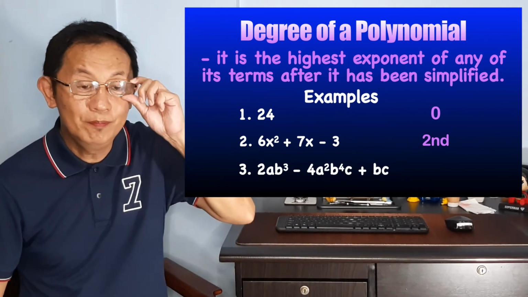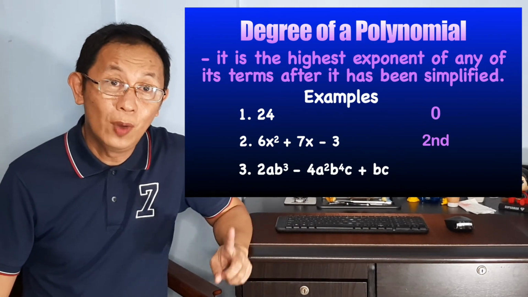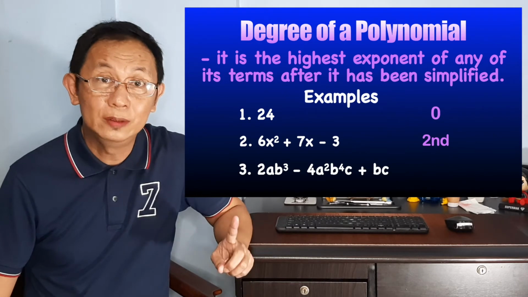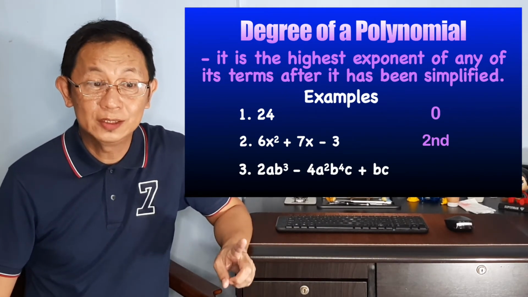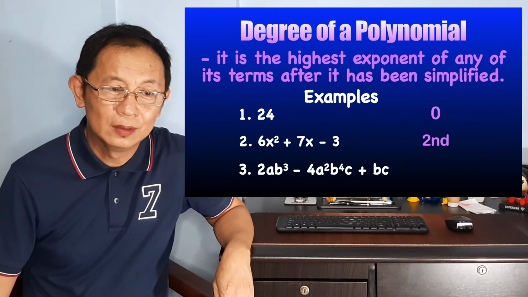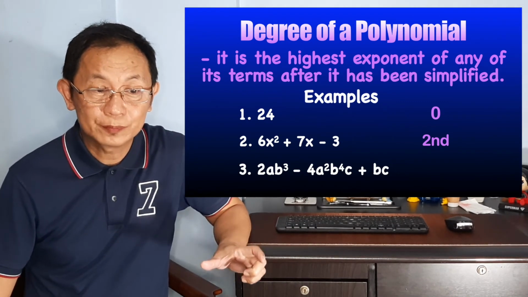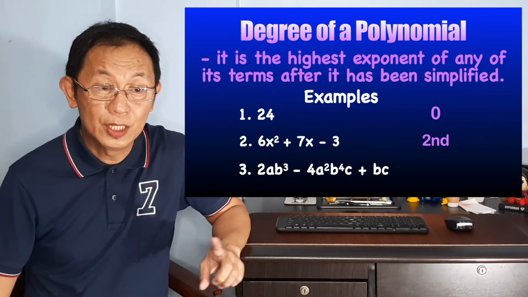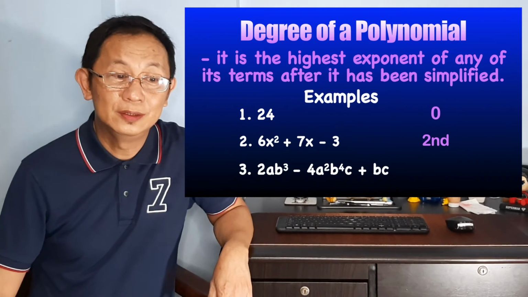Yung third term na bc, ang exponent ng b is 1, exponent ng c is 1. So, 1 plus 1, 2. So, ano yung highest degree? Ang highest degree is 7, yung gitna. 7th degree. So, the degree of this polynomial is in the 7th degree.